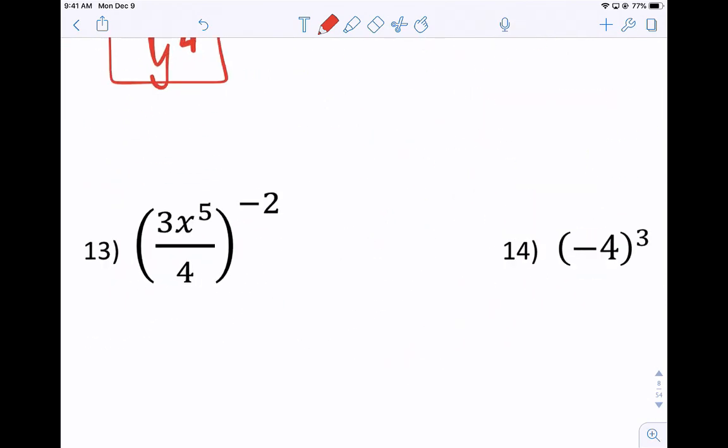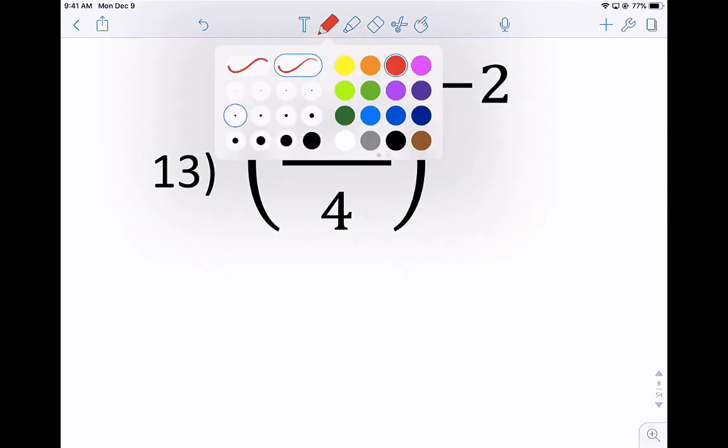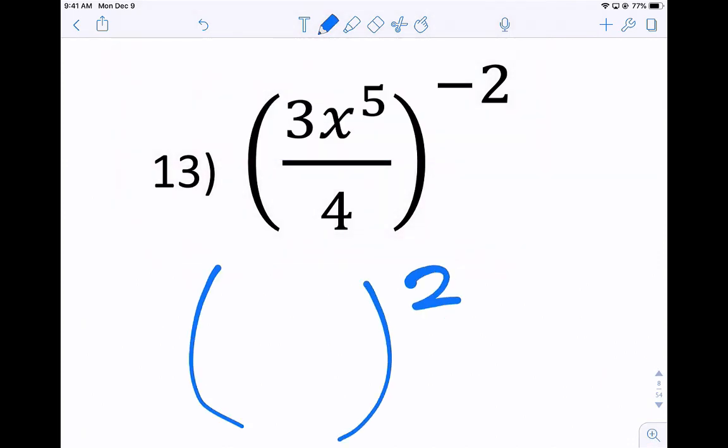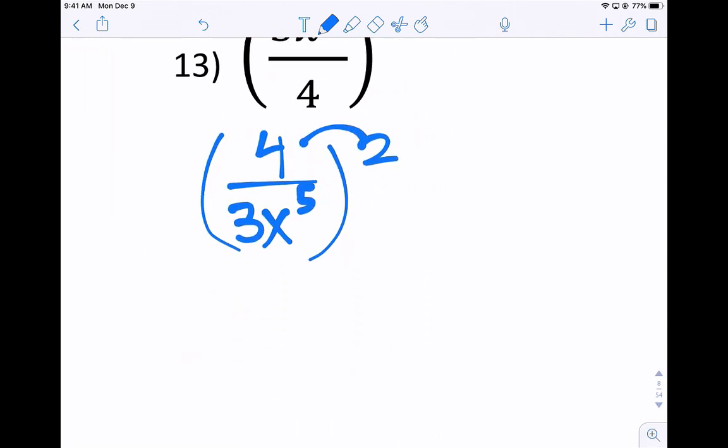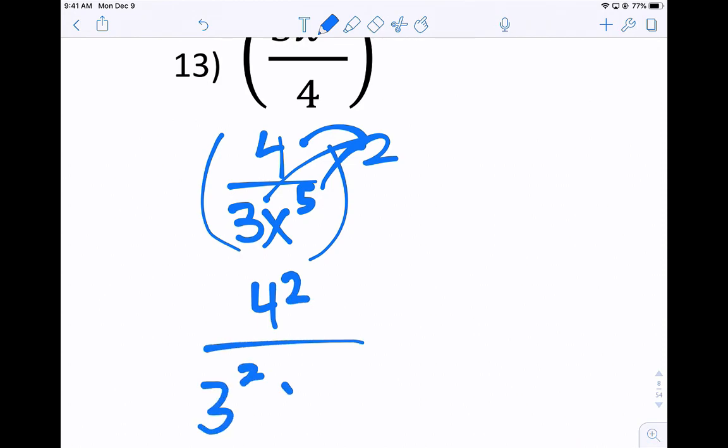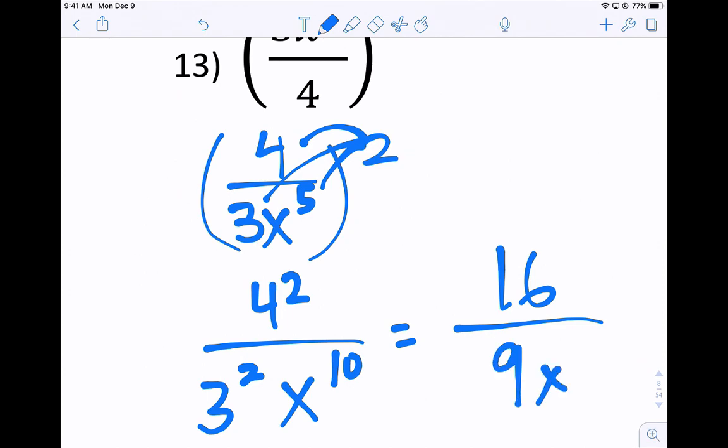Okay, our next one, again it's negative, so let's make it positive but flip the inside. And then we'll distribute it to all of the exponents, so it'd be 4 squared over 3 squared x to the 10th, which is 16 over 9 x to the 10th.